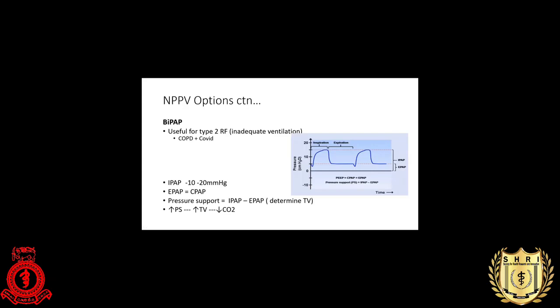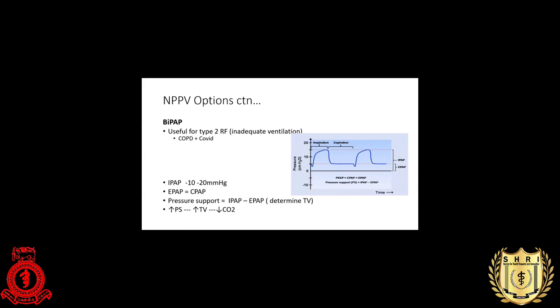One is EPAP, that's like CPAP, and the other is IPAP. The machine gives IPAP when the patient starts to breathe, in the inspiratory phase. The most important thing is the difference between IPAP and EPAP. You call this pressure support in your conventional ventilator.